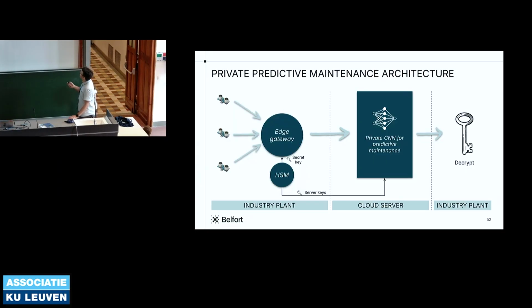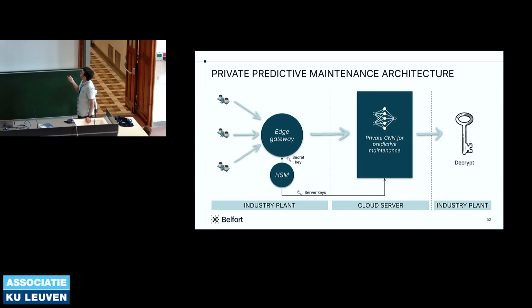So again, this is another example where we're using neural network inference. And the use case works like this. You have this plant operator, which has many machines, and it's collecting sensor data from these machines, encrypting it, and sending it to a server which is going to run some neural network inference on this.